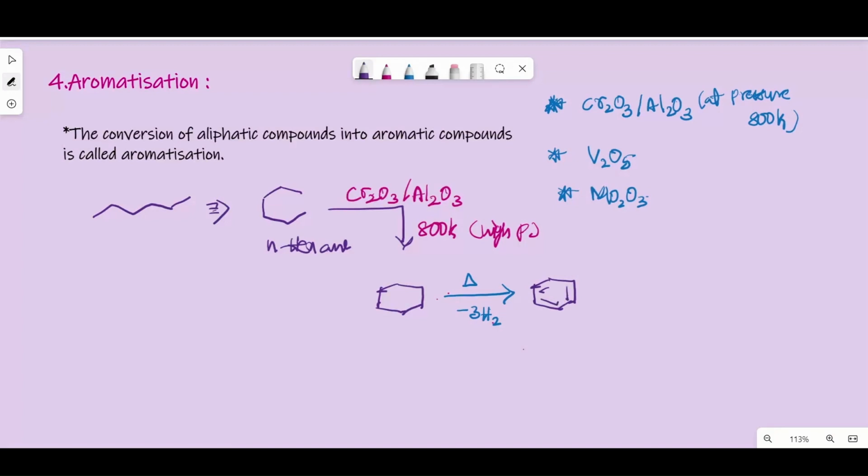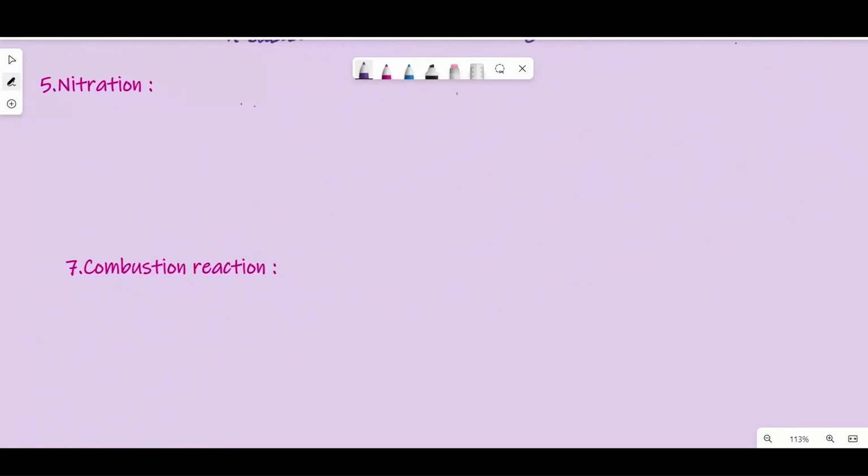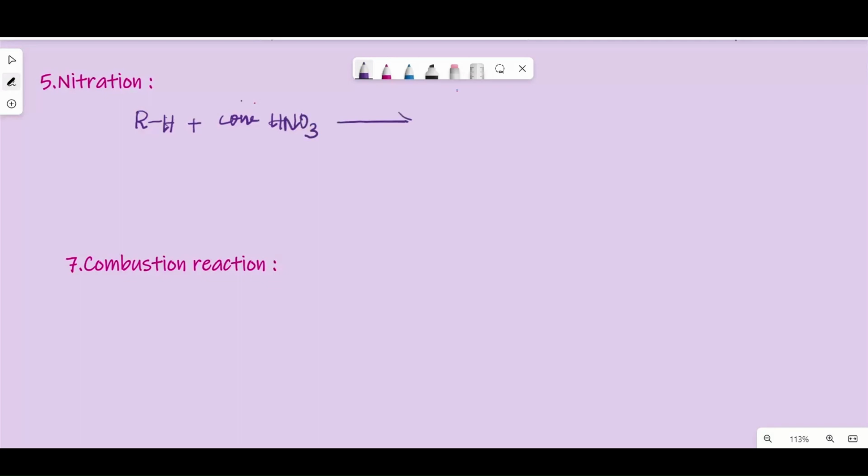Let's move to the next concept, that is nitration. Let's see the nitration process with one example. Let's take alkane RH in the presence of concentrated HNO3. You will get RNO2, a nitroalkane.